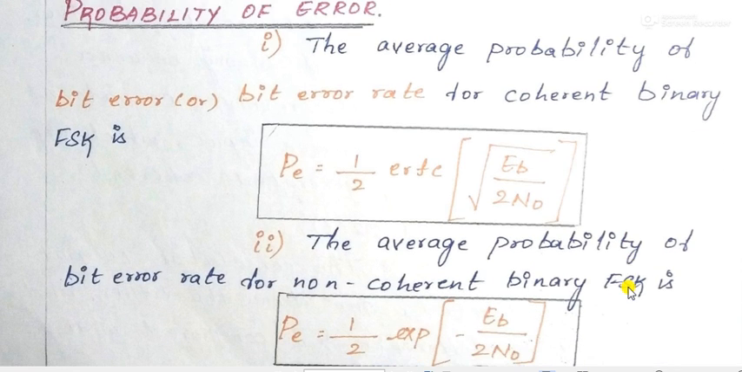Probability of error. The average probability of bit error for coherent binary FSK is equal to 1 by 2 erfc of square root of EB by 2N0, where EB is the transmitted signal energy per bit and N0 is the noise spectral density. The average probability of bit error rate for non-coherent FSK is 1 by 2 exponential of minus EB by 2N0.